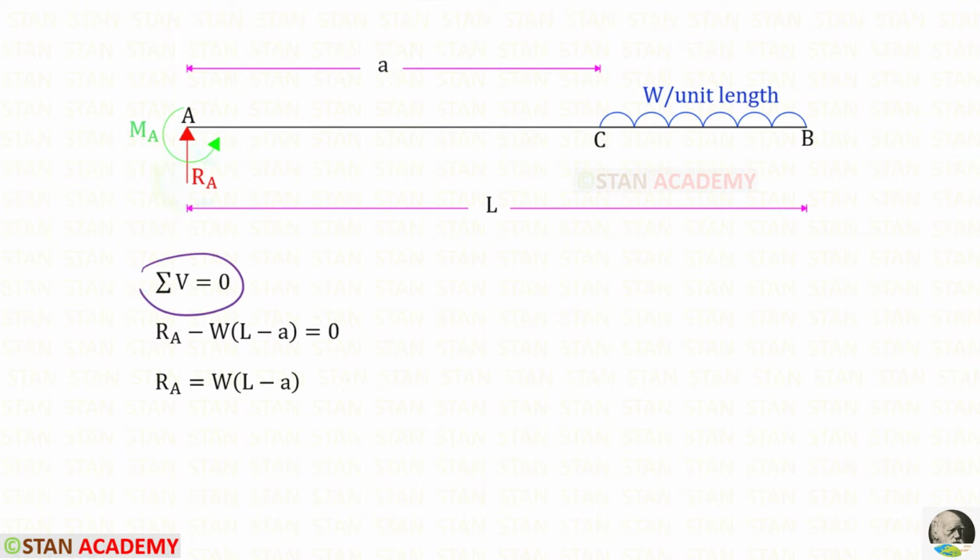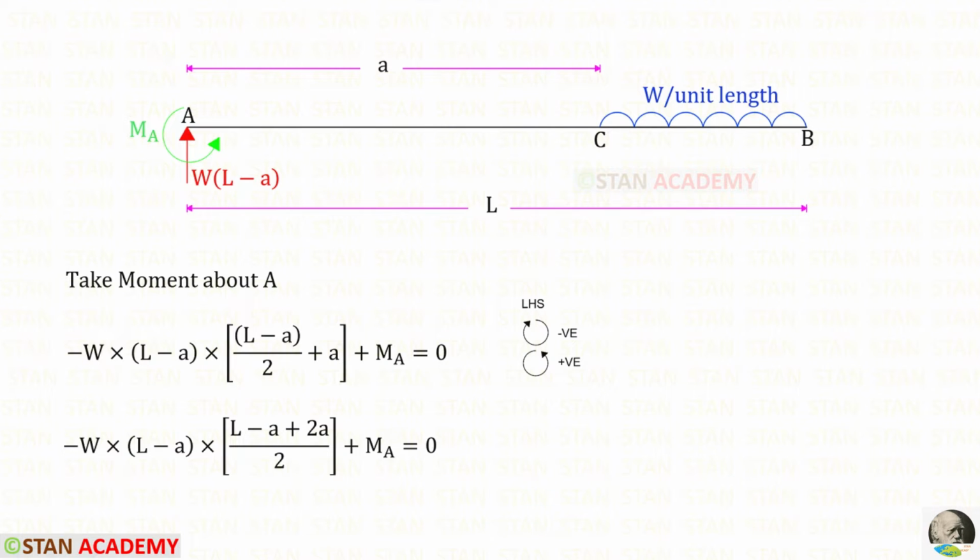Using this rule, we can find RA. RA is acting upwards, so it will be positive. The UDL is acting downwards, so it will be negative. With the UDL, we have to multiply the distance. This distance is L minus A. For RA, we will get W into L minus A.